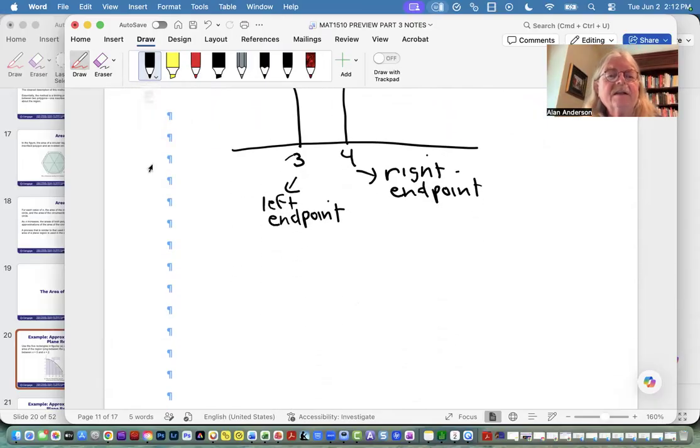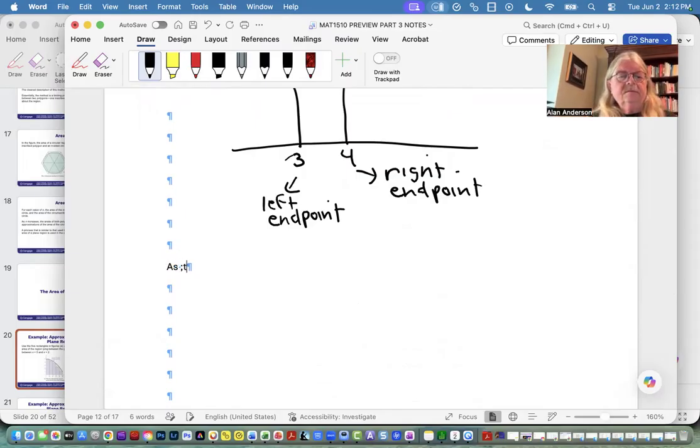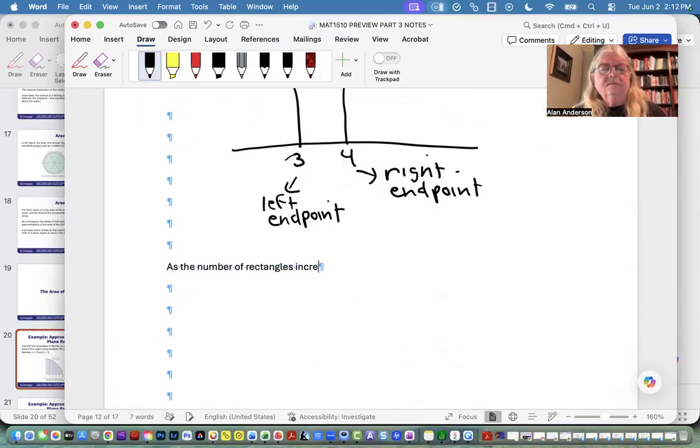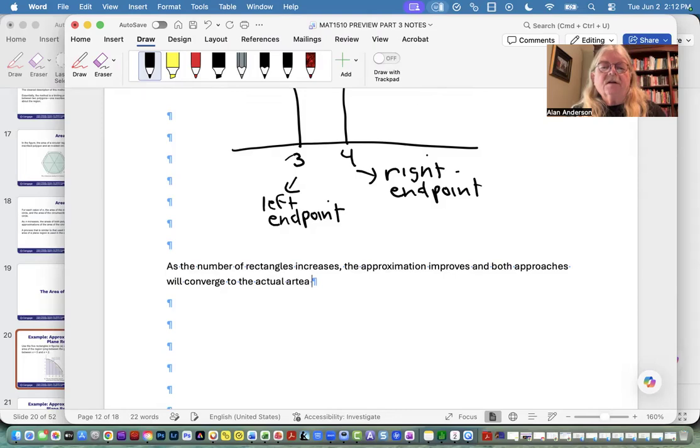As the number of rectangles increases, the approximation improves, and both approaches will converge to the actual area under the curve.